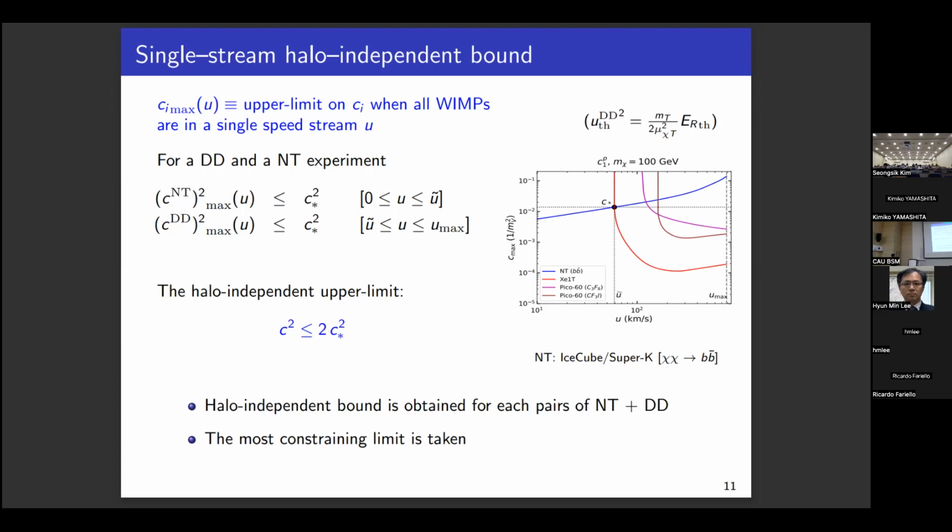For neutrino telescope experiments, we use IceCube and Super-Kamiokande, and we also assume that b b-bar is the most dominant annihilation channel of WIMPs, which gives the most conservative bound. For direct detection, we use experiments like XENON1T, PICO, and PICO with iodine. Now, the halo-independent bound is obtained for each pair of neutrino telescope and direct detection experiments, and then the most constraining limit is taken as the final halo-independent bound.